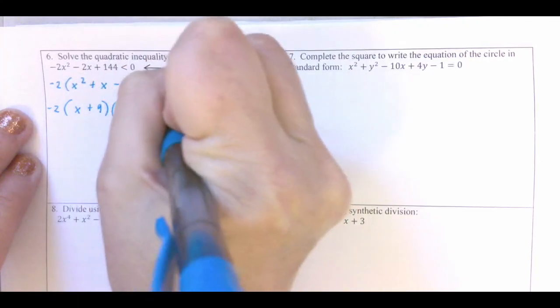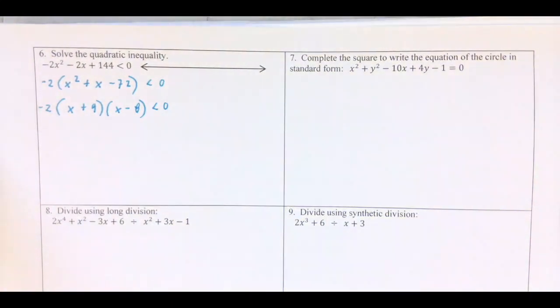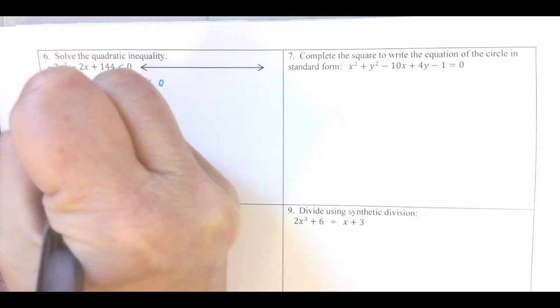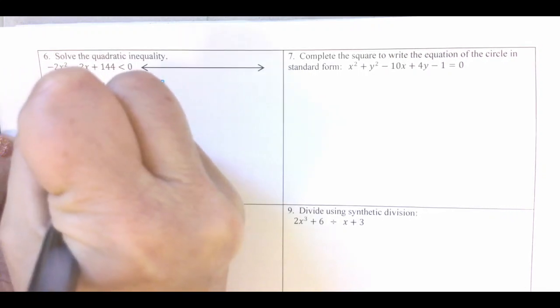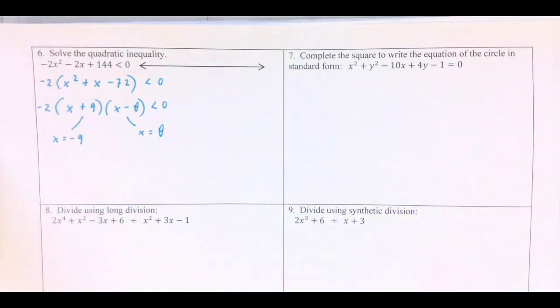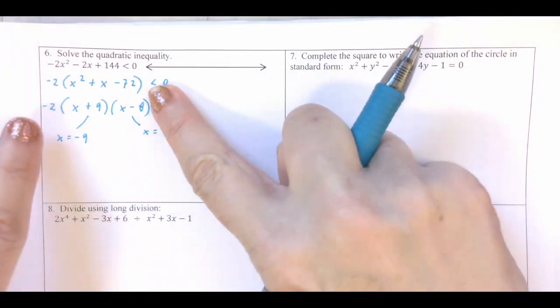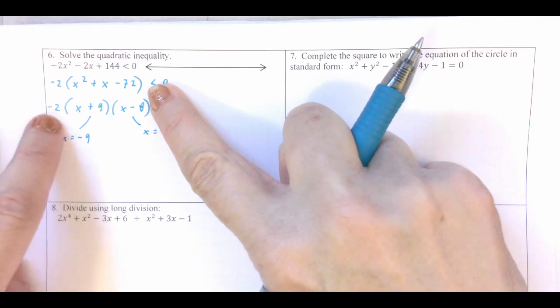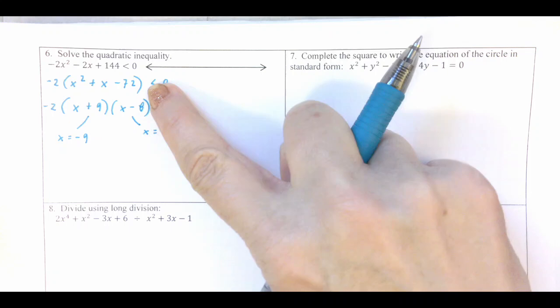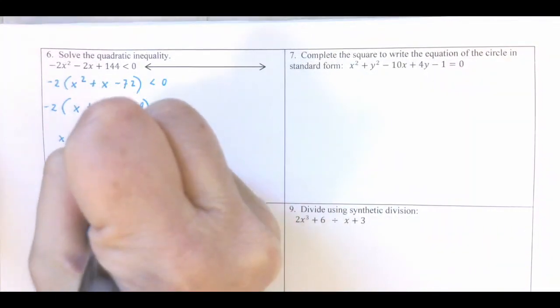So now I'm fully factored. If I'm visualizing a sketch of this as a function, these are my x-intercepts. I'll have one where x equals negative 9 and one where x equals 8. Again, if I'm graphing this as a function, I would have a vertical flip and a vertical stretch of 2. But my x-intercepts are staying put regardless of the flip or the stretch.